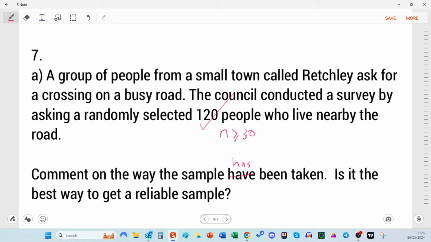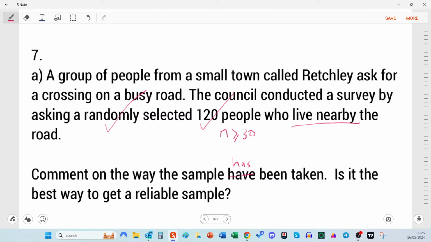And they conducted a survey by asking random people. That's also really good, because that means they're going to select people at random without bias. Although they did say they're going to pick them from who live nearby. Then again, is that a bad thing? If we're talking about people that are interested, it's going to be the people that live nearby the crossing that are going to have to live with it and suffer from whatever consequences there might be.